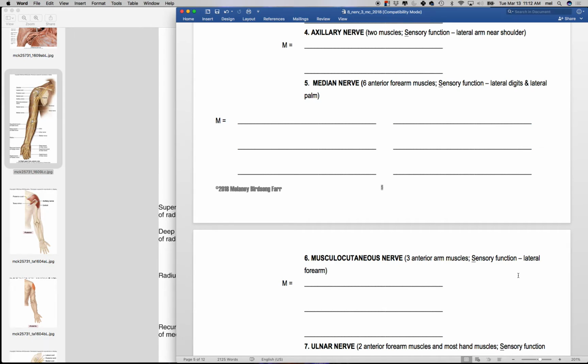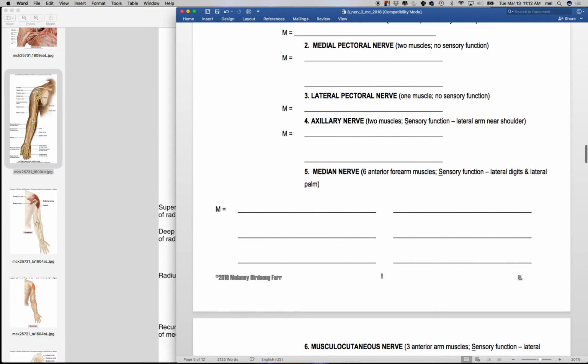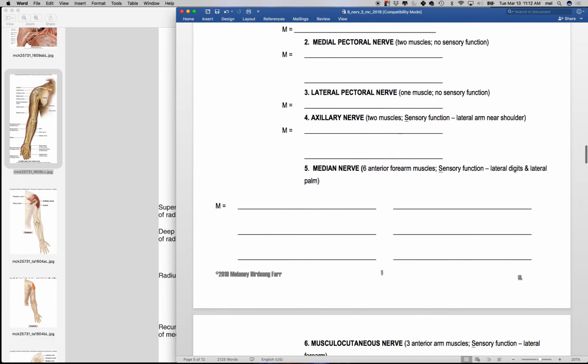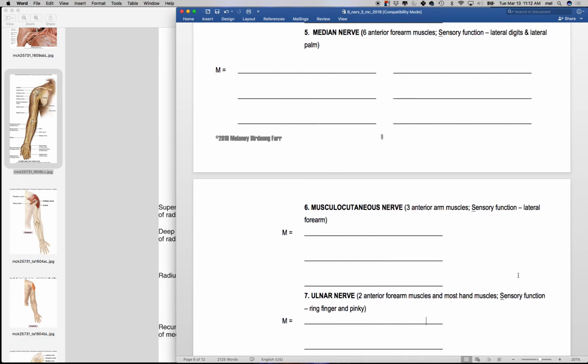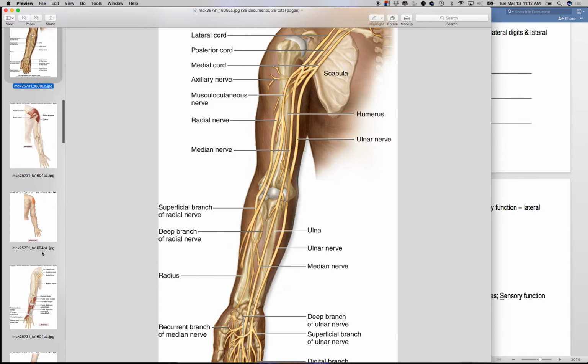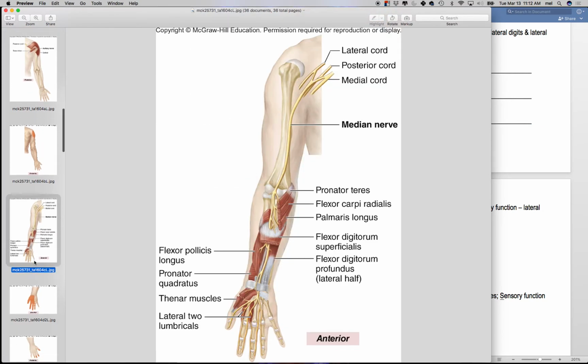Okay, so the median nerve is what we are going to do first. We already did 1 through 4, and now we are going to do the median nerve. Where is the median nerve in the M? It's in the middle, exactly. So let's find the median nerve. You ready? Okay. Here's the median nerve. Watch where it's going. So do you see where it's going?